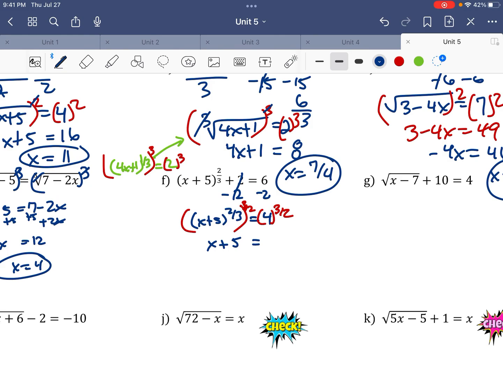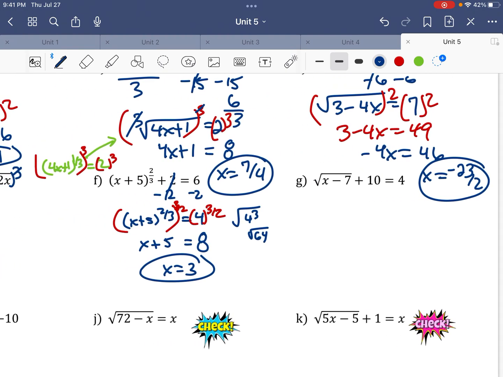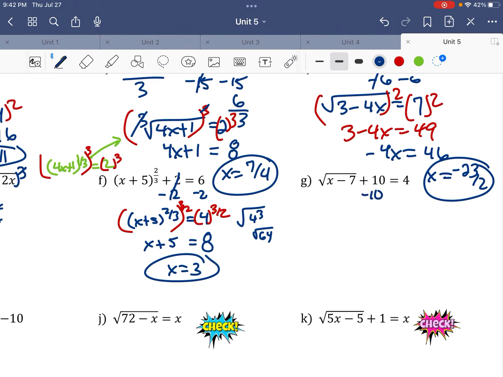Okay, so that means that x plus 5 pops down. And over here, 4 to the 3rd, and then the square root, or 4 to the 3/2. So the square root of 4 is 2, and 2 to the 3rd is 8. Or we can do 4 to the 3rd and square root. Either way, the square root of 64 is also 8. So take away 5, you get 3.